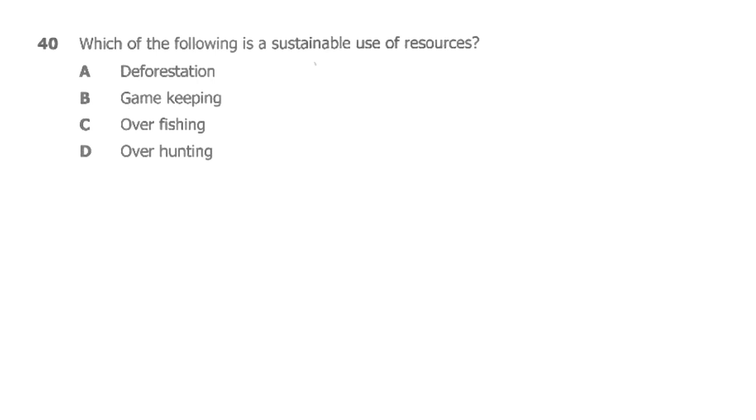So game keeping is the keeping of wild animals by individuals. This promotes good keeping of wild animals, and it prevents poachers from coming to kill the animals, and it is a sustainable use of resources. So our answer here is B.